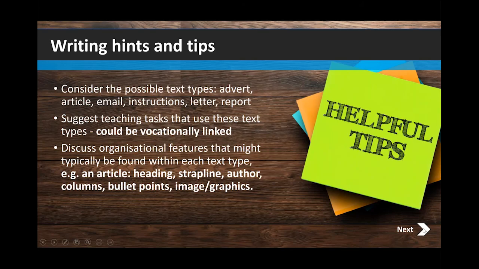Writing hints and tips. What we'd look for here is for learners to consider possible text types that could come up at an exam. So level 2 would be looking at things like an advert, an article, an email, instructions, letter, or report. So we'd suggest that teaching tasks incorporate these possible text types. And if they are studying with you for a particular vocational qualification, these can be linked in as well.